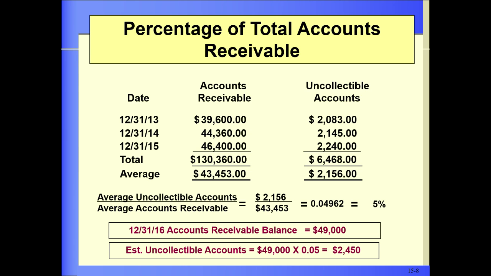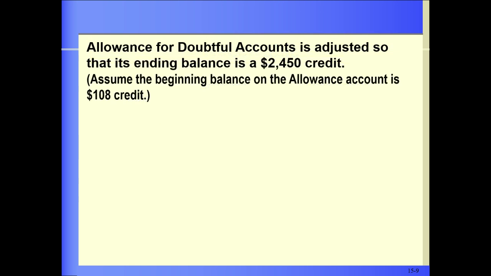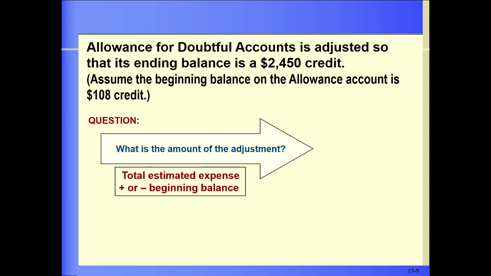Now what's important about this method is that $2,450 is what we consider the new ending balance for our allowance for doubtful accounts. What makes this a challenge for some people to learn in the beginning is remembering that that is the new balance. And what we have to figure out then is how much is currently in the account and what is the difference between that. That is what we are going to be adding to the adjusting entry.